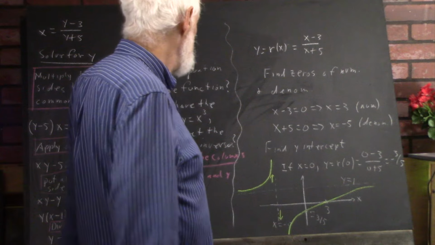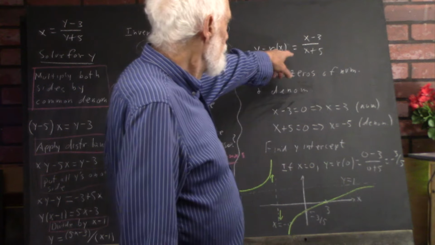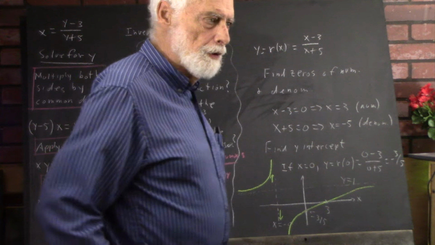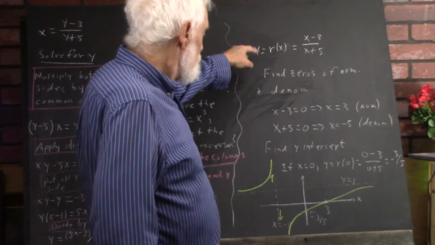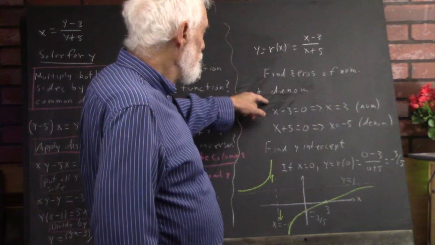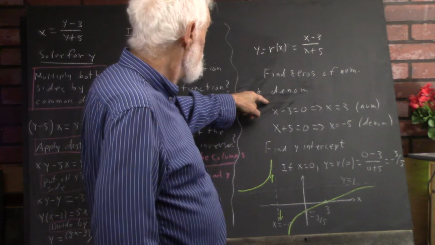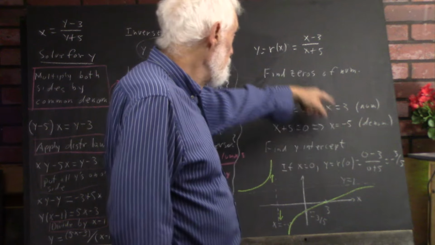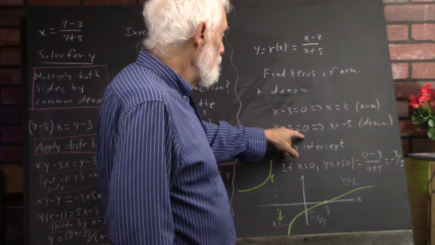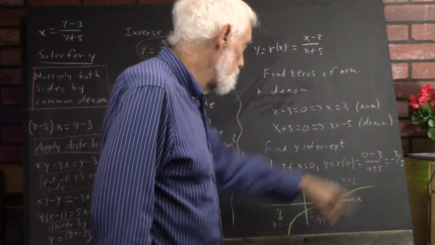Okay, we look at the function y equals r of x equals x minus 3 over x plus 5. Just to review, we want to graph this thing. We find the zeros of the numerator and denominator. Numerator is x minus 3. It's equal to 0 when x equals 3. Denominator is x plus 5, equal to 0 when x equals negative 5.